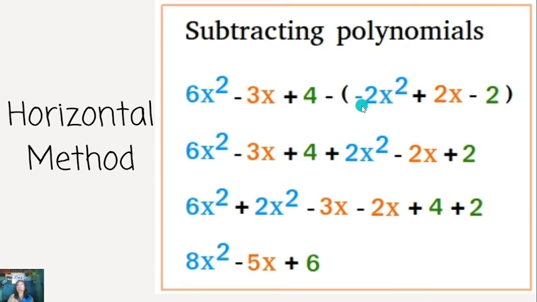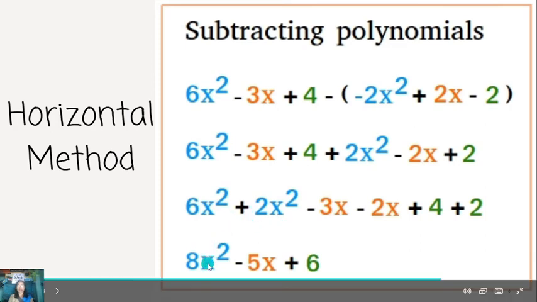If this is negative, it will become positive. This one is positive, so it becomes negative. If this is negative, it becomes positive, the positive 2. Then, once you are done reversing the signs of the terms you are subtracting, it's time to put them together. So 6x squared, you put together with 2x squared. 6 and 2 becomes 8x squared.